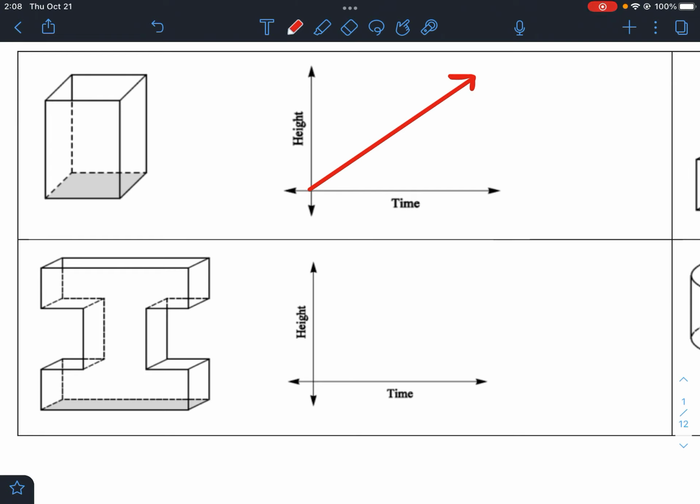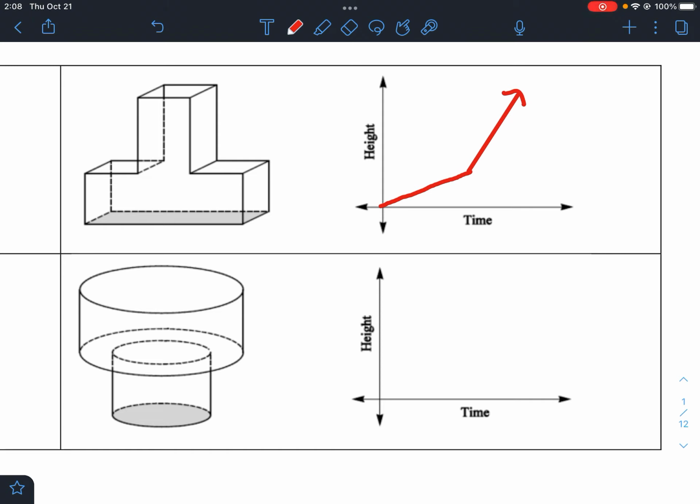Same concept here. It's going to start off pretty slowly until we get to here. Then it's going to rise quickly until we get to here. And then it's going to be at the same rate as it was before. So we're going to have kind of like a three-piece piecewise function here. The first and the third should have the same slope. So a slow rise and a quick rise and a slow rise again. So maybe our height versus time graph looks like that.